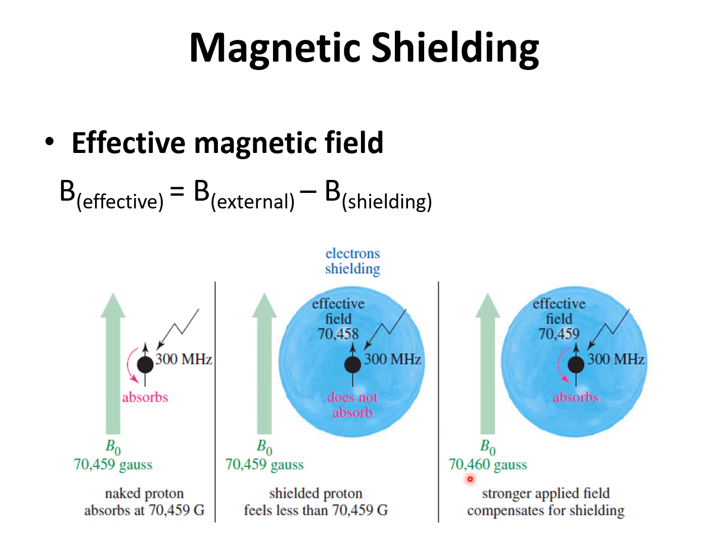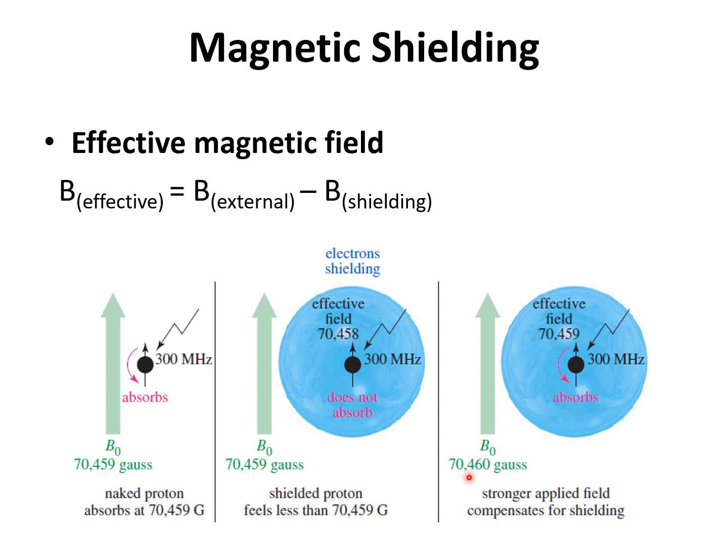If we apply a magnetic field which is slightly stronger than that, so earlier we applied a magnetic field of 70,459, now we are applying a magnetic field of 70,460. In this case, the stronger applied field compensates for the shielding, and the proton can absorb the energy at an effective field of 70,459. So we say that the effective magnetic field at the shielded proton is always weaker than the external magnetic field. So the applied field must be increased for resonance to occur at a given frequency.